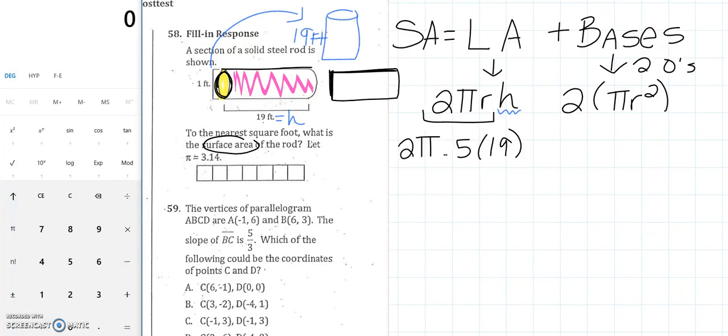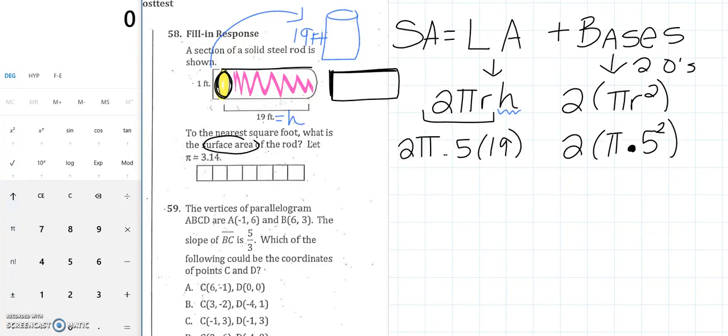All right, so that's how I'd find the curved portion. 2 pi times the 0.5 radius times my height of 19. And then for the area of the bases, we have 2 times pi times my 0.5 squared. Let me make that 0.5 a little bit bigger. Okay, 0.5 squared. Okay, so now we have a lot of calculator work to do.